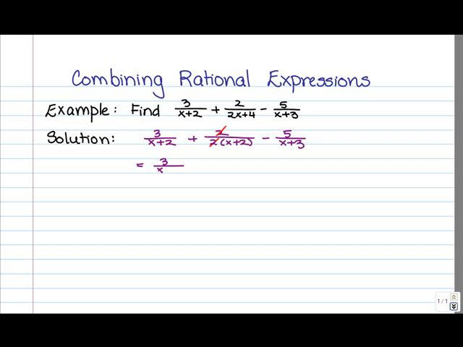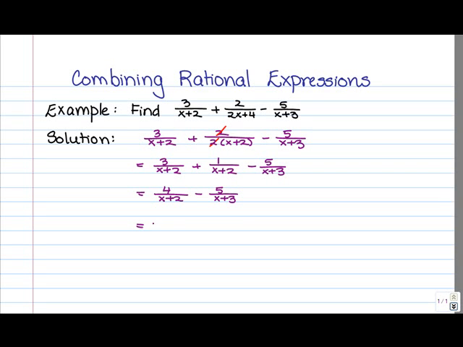So let's just simplify this and see what we have. We have 3 over x plus 2, plus 1 over x plus 2, minus 5 over x plus 3. Well, first of all, the first two terms have the same denominator, so we can actually add them together. So we have 3 over x plus 2 plus 1 over x plus 2. So altogether we have 4 over x plus 2, and now that's minus 5 over x plus 3. In order to combine these terms, the lowest common denominator is now just x plus 2 times x plus 3.